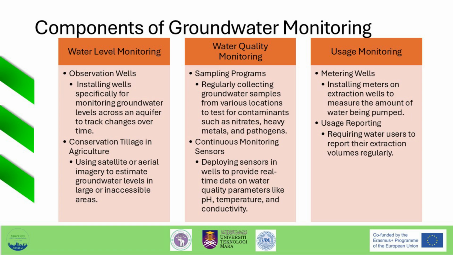2. Water quality monitoring. Regularly collecting groundwater samples from various locations to test for contaminants such as nitrates, heavy metals, and pathogens. Continuous monitoring sensors are deployed in wells to provide real-time data on water quality parameters like pH, temperature, and conductivity. 3. Usage monitoring. Installing metering devices on extraction wells to measure the amount of water being pumped. Usage reporting is required of water users to report their extraction volumes regularly.